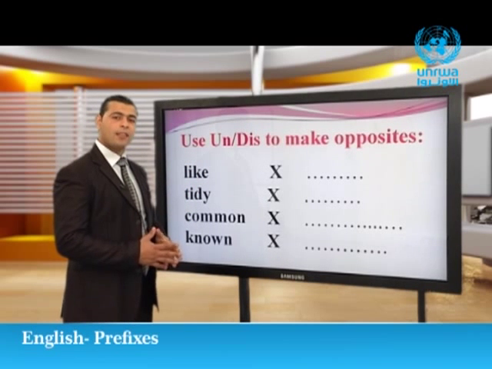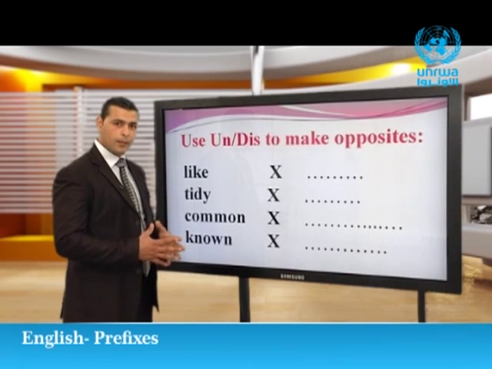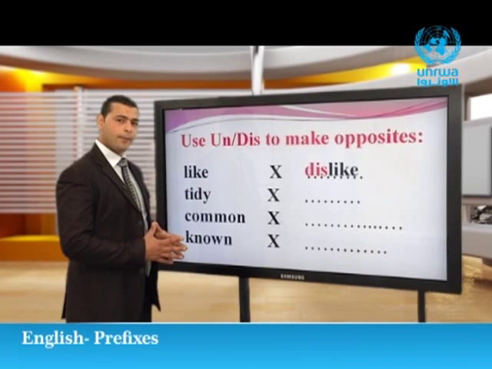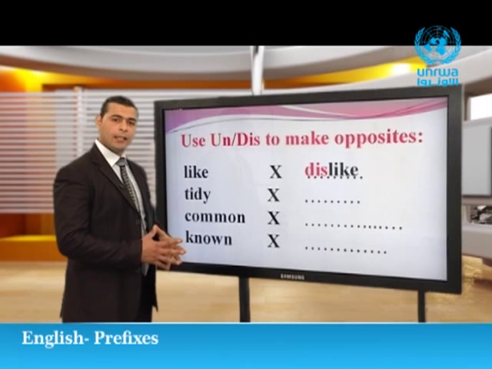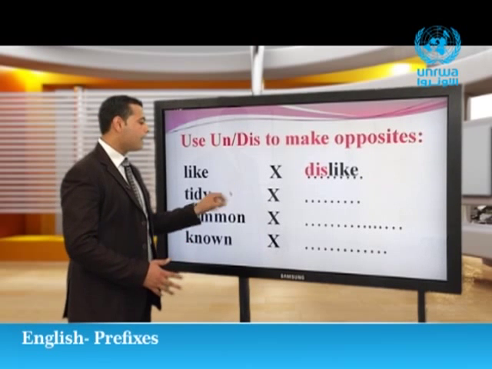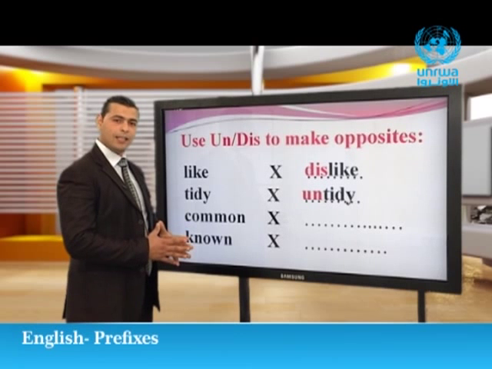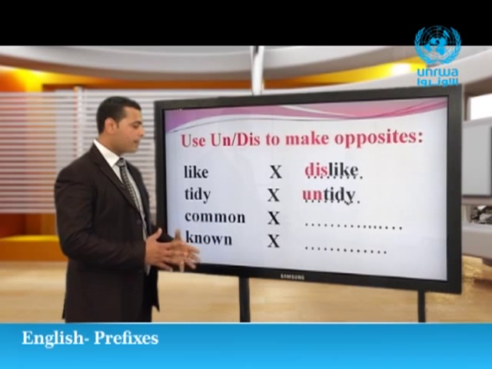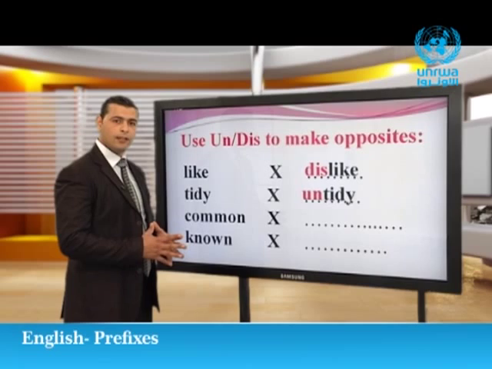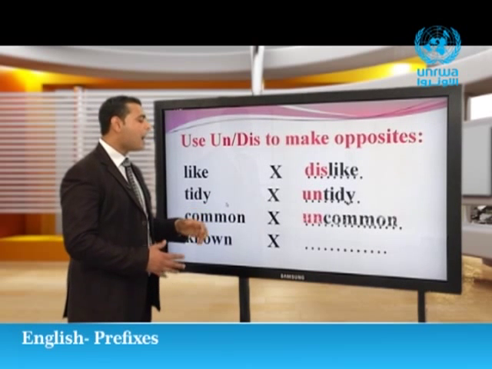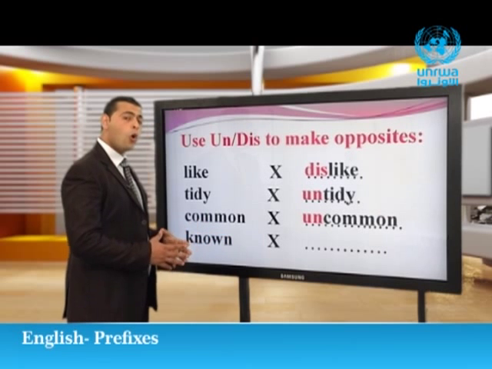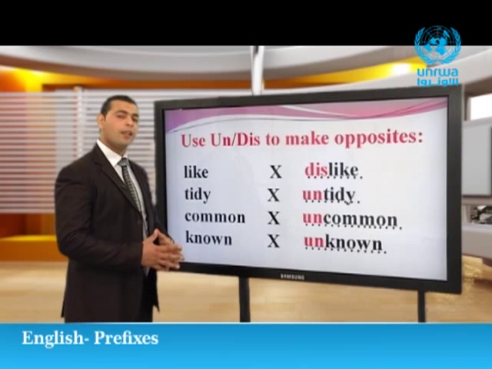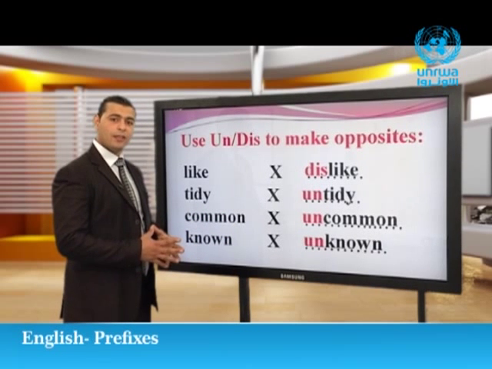Like. What's the opposite of the word like? Who can tell me? Excellent, thank you very much. Like, dislike. What about tidy? Tidy, مرتب. The opposite of tidy is untidy. Very good. Tidy, untidy. Common. Common means شائع. What's the opposite of this word? Who can tell me? Thank you very much. Common, uncommon. And finally, known. Known, معروف أو مشهور. The opposite of this word is unknown. Thank you very much, dear students, for answering this exercise.